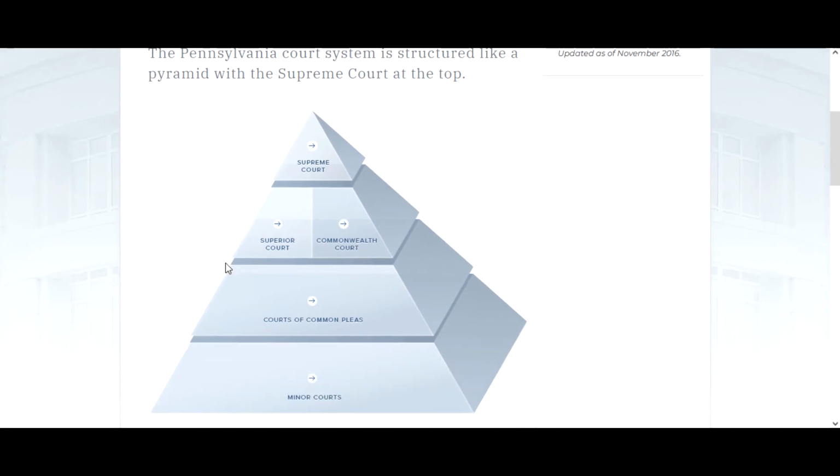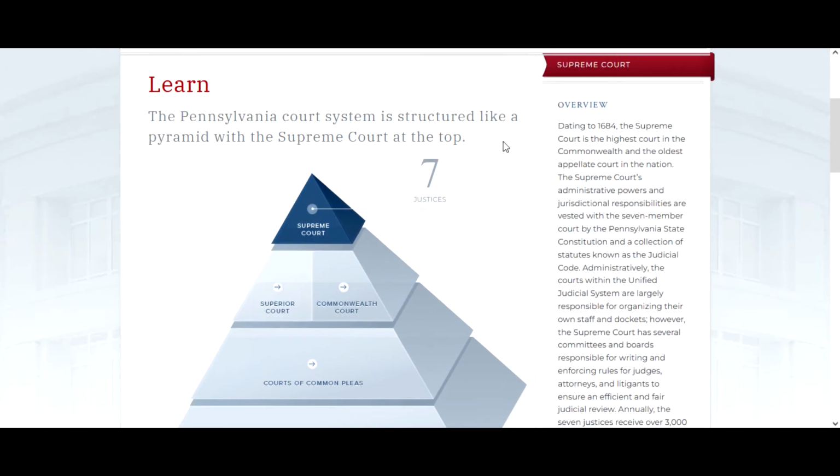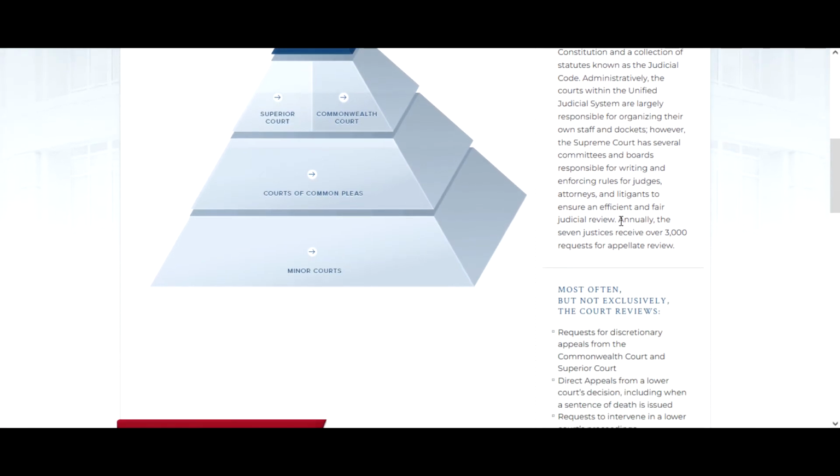Like I said, this is how most states follow this model, but ours is unique in that we have our Superior Court, which is our Intermediate Court, and our Commonwealth Court. So you see, when you click on this, it gives information. Here, there's 7 justices in our state Supreme Court. It gives a little history on it.